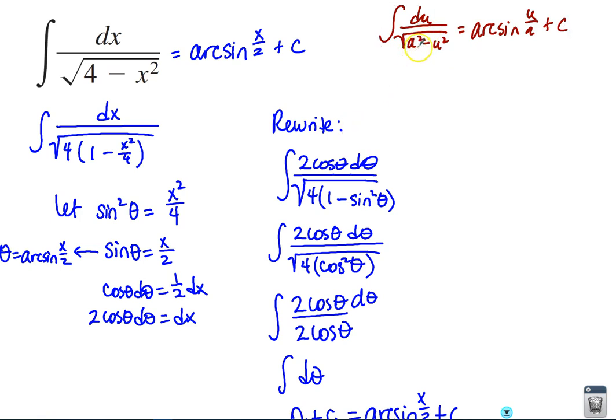So that way when you're referring to this later, you can tell where we did something different. So then in this case, a equals 2, u equals x. So then dx over square root of 4 minus x squared, I just plug them into my little equation here, and that's the same thing as arc sine of x over 2 plus c, which is the exact same thing that we got earlier when we did it using trig substitution.